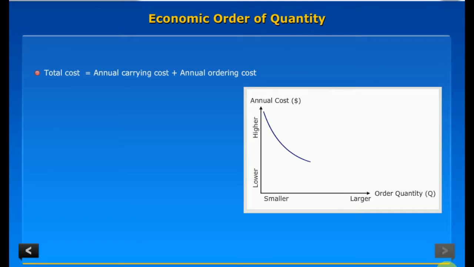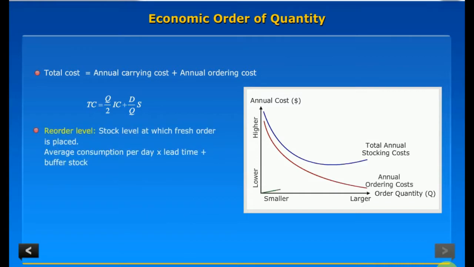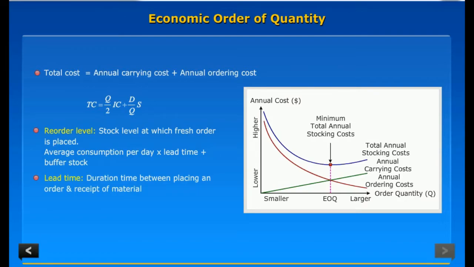Total cost is equal to annual carrying cost plus annual ordering cost. Reorder level: stock level at which a fresh order is placed. It equals average consumption per day times lead time, plus buffer stock. Lead time: duration between placing an order and receipt of material. Ideal time is 2 to 6 weeks.